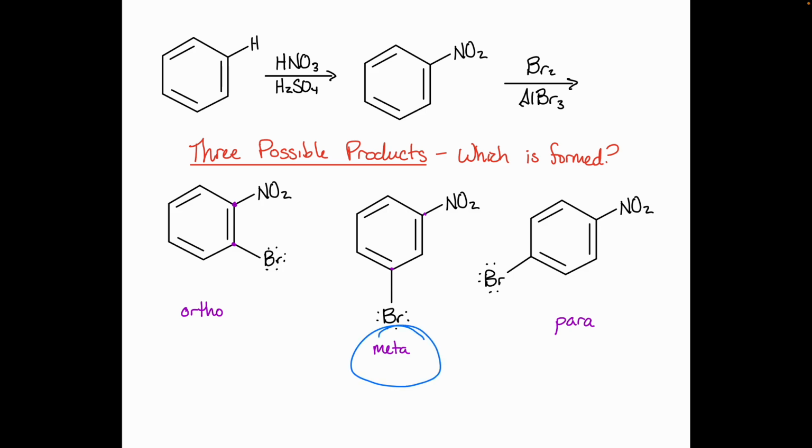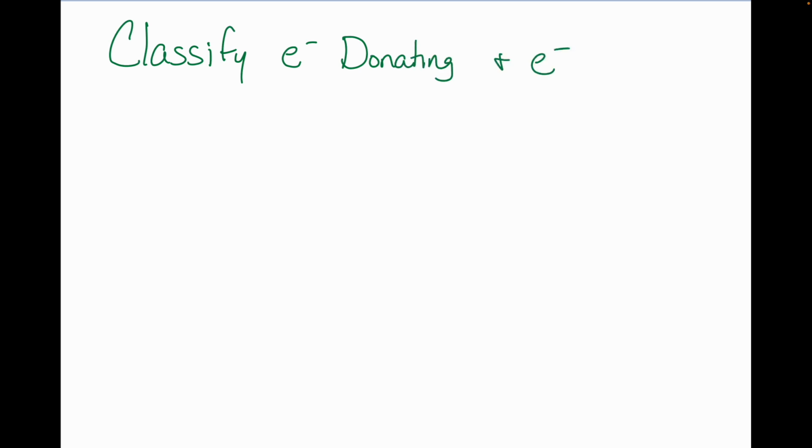All right, so how do we spot, or rather, if we're going to sound more fancy about it, how do we classify our electron donating and electron withdrawing groups?